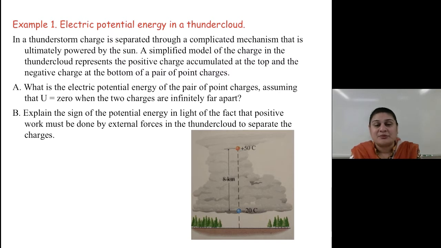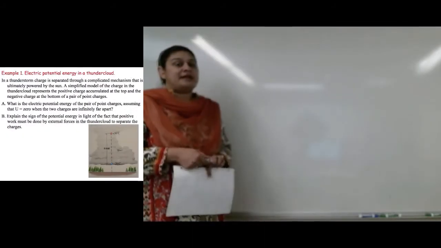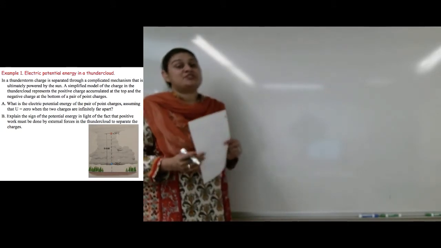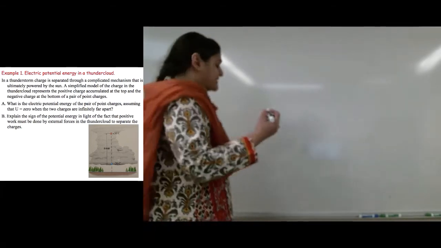A. What is the electrical potential energy of the pair of point charges, assuming that U equals 0 when the 2 point charges are infinitely apart? B. Explain the sign of the potential energy in light of the fact that positive work must be done by external forces in the thundercloud to separate the charges. So, part A, it says, what is the electrical potential energy of the pair of point charges? Assume U equals 0 where the 2 charges are infinitely spaced apart.